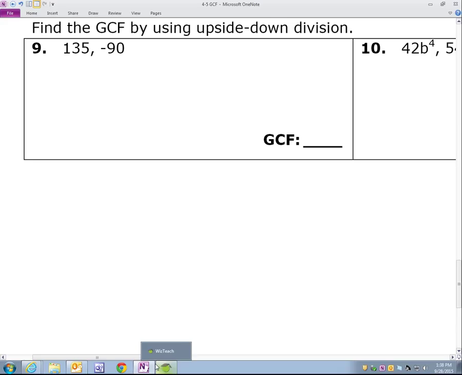Okay, let's start number 9. Oh, I was right. Yep. Yeah, because that's one. Upside down division. So we have 135 and -90. 135 and -90. We have 1 plus 3 is 4 plus 5. So we know it's 3. 3 works.